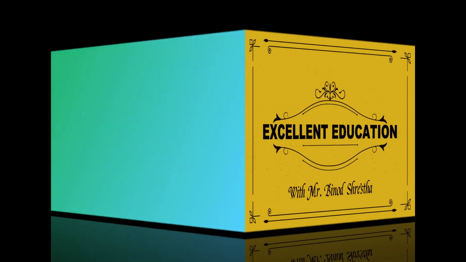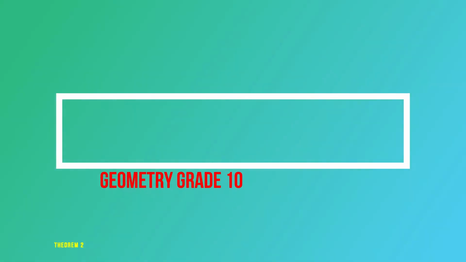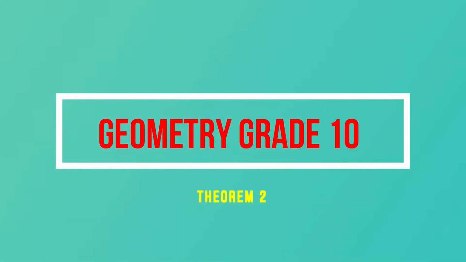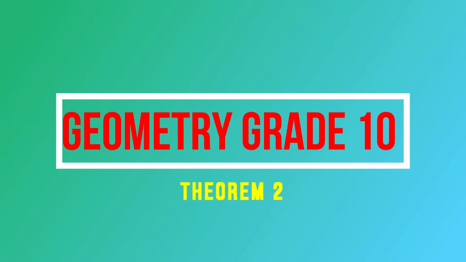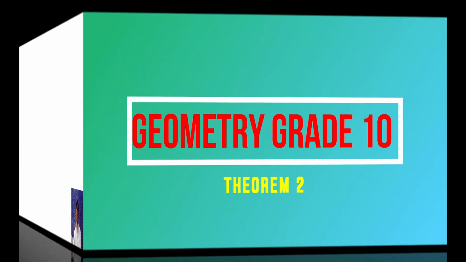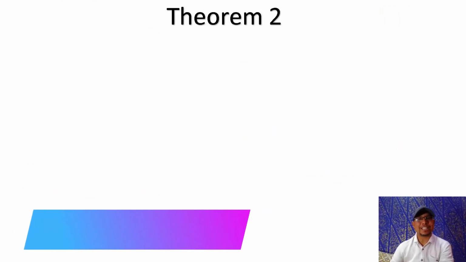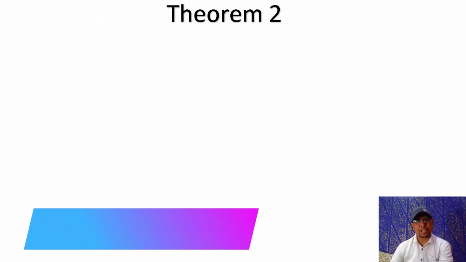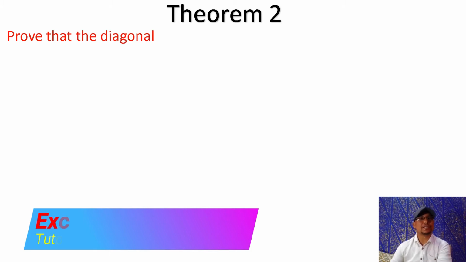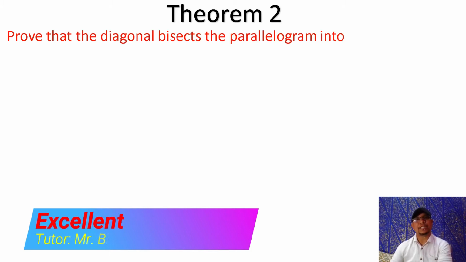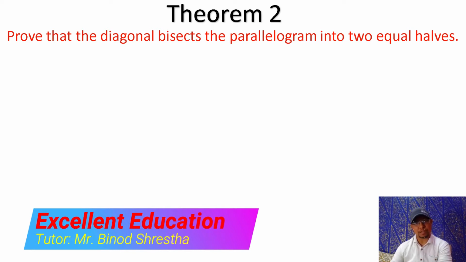In this channel you will be getting a lot of lectures related to mathematics, and in today's lecture I will teach you theorem number 2 of class 10. Okay, now let's get started. Now here is theorem number 2. Theorem number 2 states: prove that the diagonal bisects the parallelogram into two equal halves.